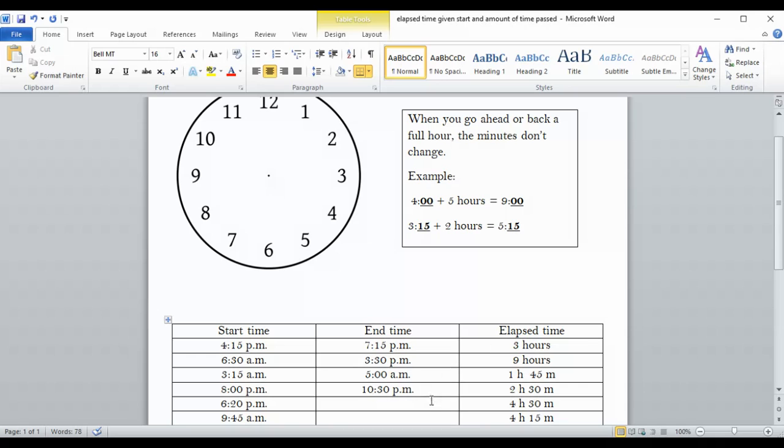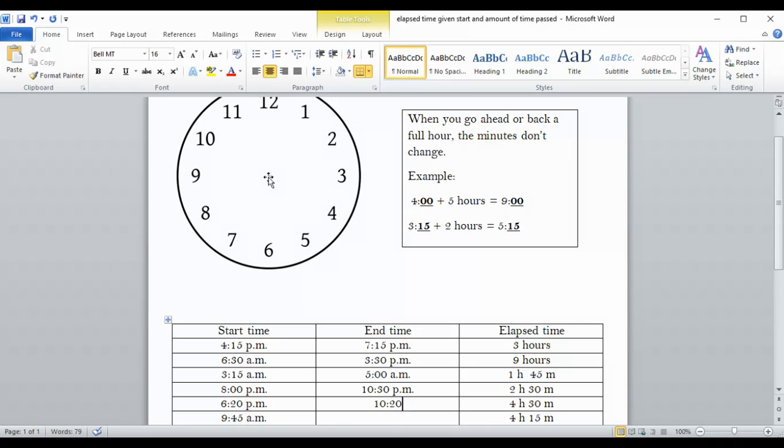All right, now I'm at 6:20 p.m. So 6:20 in the evening, and I'm going to go ahead 4 hours. I hope you notice that I'm splitting this up into 2 steps. I do the hours and then I do the minutes. So at 6:20, if I go ahead 4 hours, I'm going to go ahead 4 hops, 1, 2, 3, 4. I'm going to be at 10:20, and I'm going to jot that down. This isn't a final answer, but I'm just going to jot it down to remind myself I'm at 10:20.